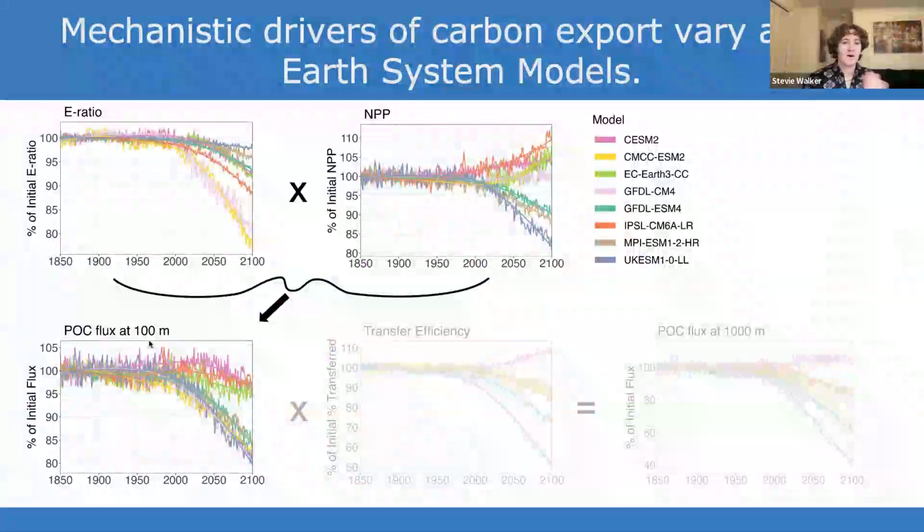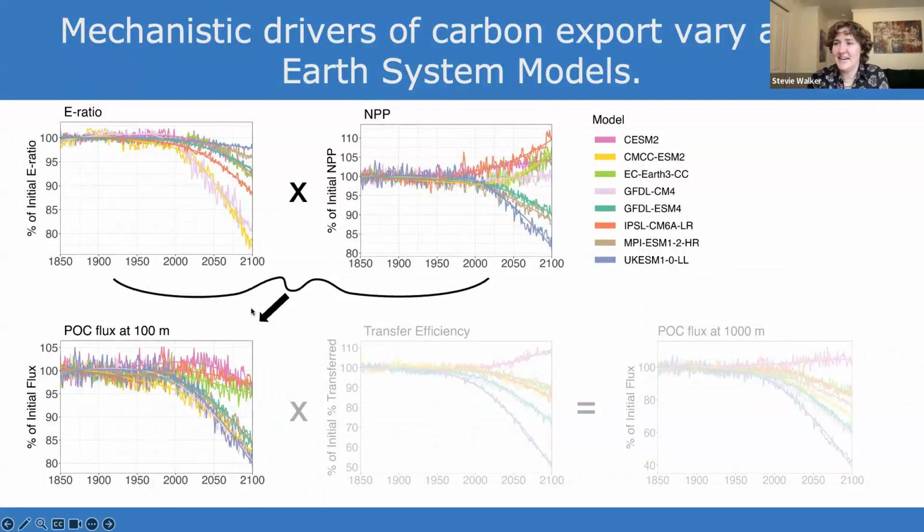Okay, so now I want to transition into thinking about what is driving these differences in POC flux, both in the surface and the deep ocean across models. So once again, we have time series plots that have been normalized to this historical baseline, and we've calculated changes for additional variables that influence POC flux. So in the surface ocean, MPP and e-ratio are driving patterns of POC flux. E-ratio is defined as the fraction of MPP that contributes to POC flux at 100 meters.